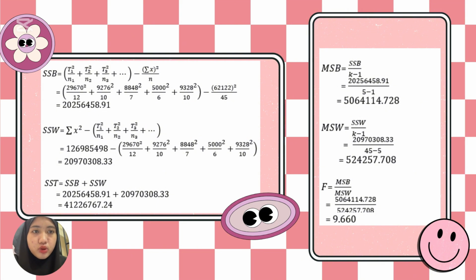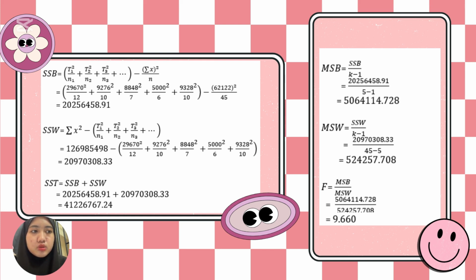Next, we need to find the sum of squares between and sum of squares within, which is SSB and SSW. For SSB and SSW, we need to use the formula given, and SSB will get 20256458.91, and SSW we get 209703008.33. And SST is addition of SSB plus SSW. We will get 41226767.24.